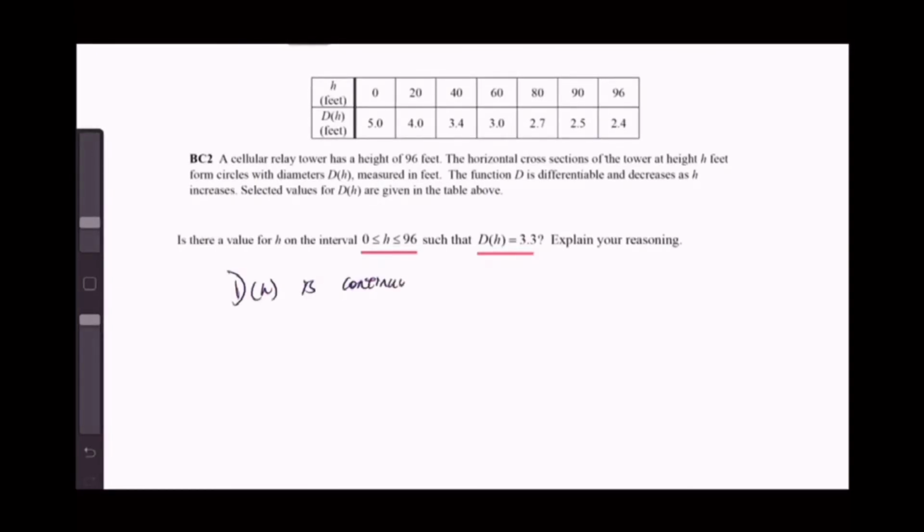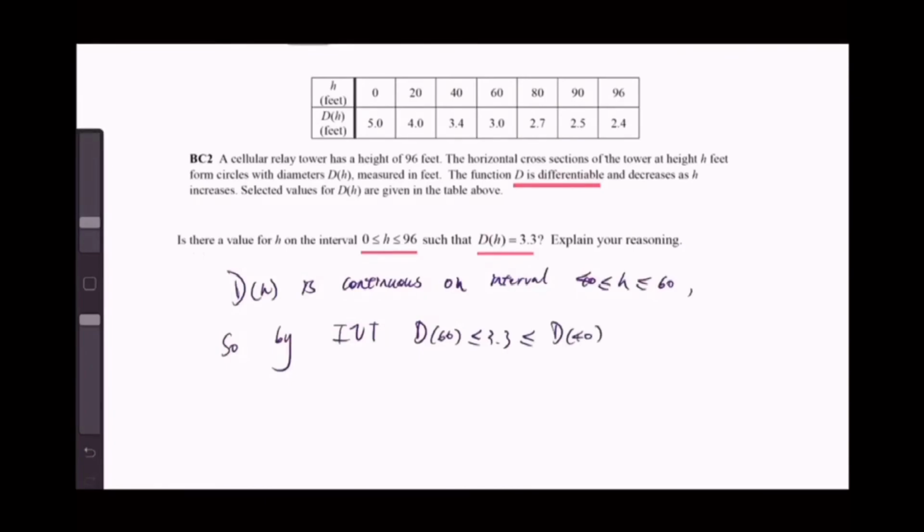In order to get full credit for this problem, all you have to say is D of h is continuous on the interval 40 less than or equal to h less than or equal to 60. Since the function D is also differentiable as stated above, by the intermediate value theorem, D of 60 is less than or equal to 3.3, which is less than or equal to D of 40. There's a number h, with 40 less than or equal to h less than or equal to 60, such that D of h equals 3.3. And now you're just done with this problem.